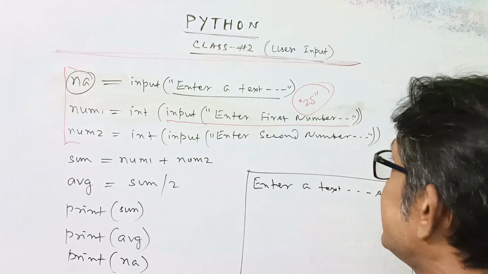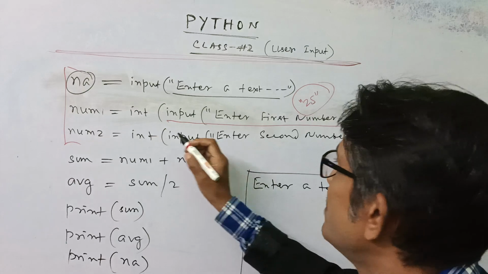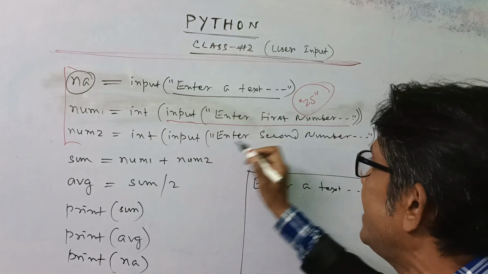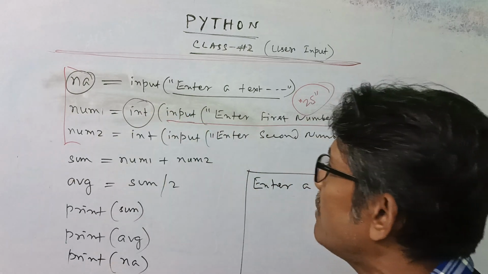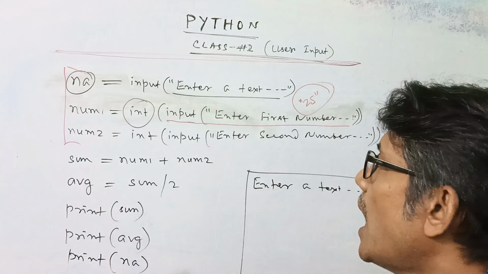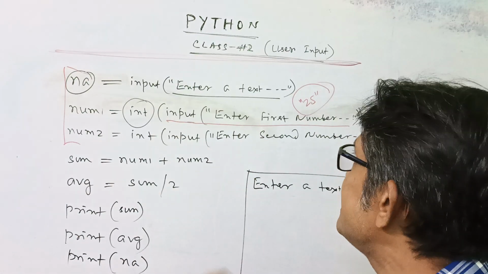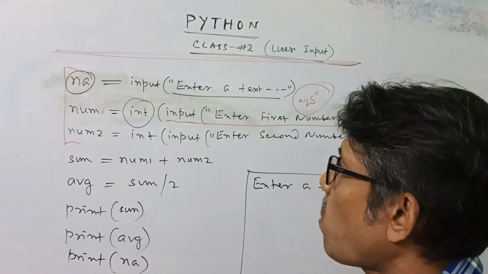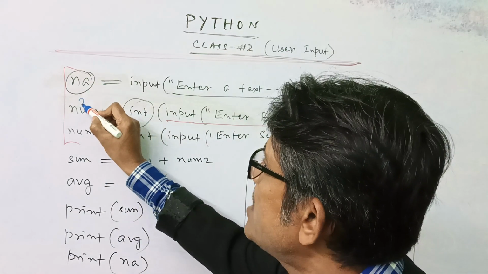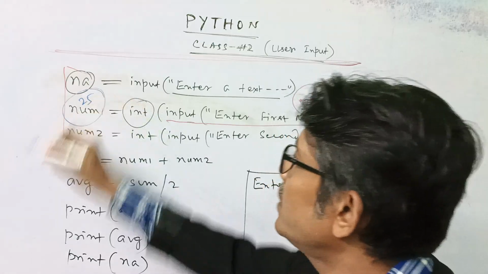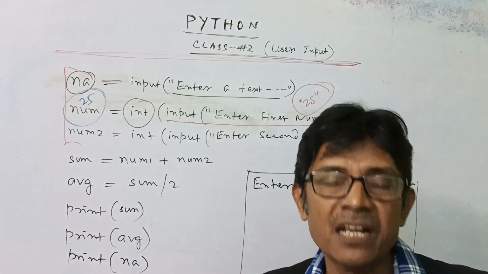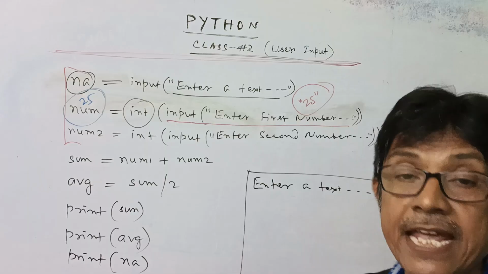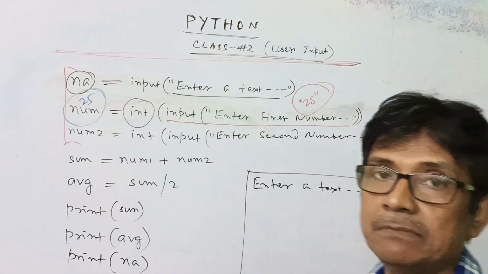You see that number, suppose I have taken 25. So after using this statement, one more thing we are writing, that keyword int. If you write this int, suppose I have taken 25, so that 25 will come into this variable. This 25 will be here. So num1, what is the first number I am taking? The first number I am taking as 25.